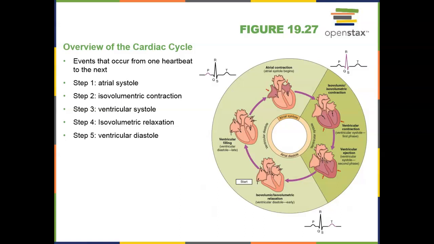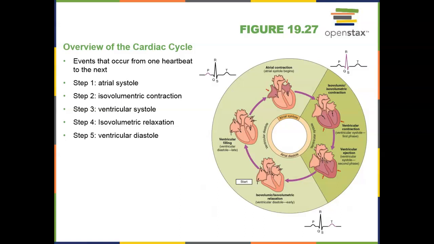Once that happens, the ventricles now have a higher pressure than the atria. And so the ventricles are going to be at such a high pressure that they start to expand, and those AV valves, tricuspid and bicuspid, are going to shut. This leads us to an isovolumetric contraction. So the blood's not moving anywhere, but it's increasing the pressure in the ventricles.